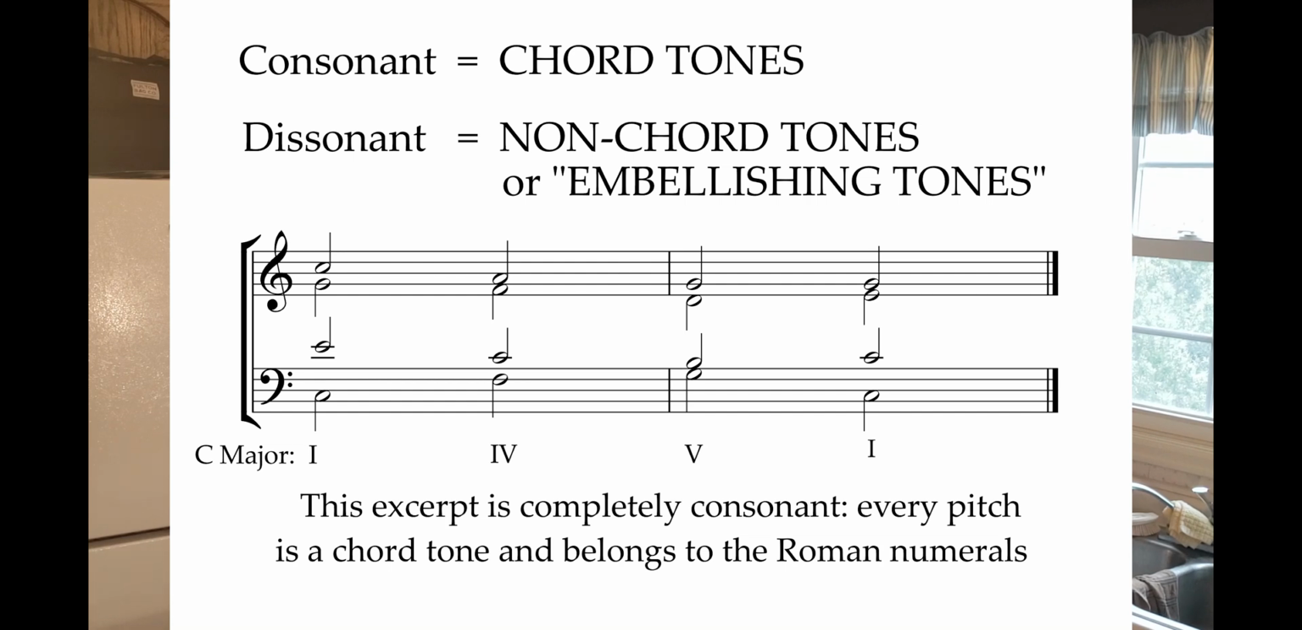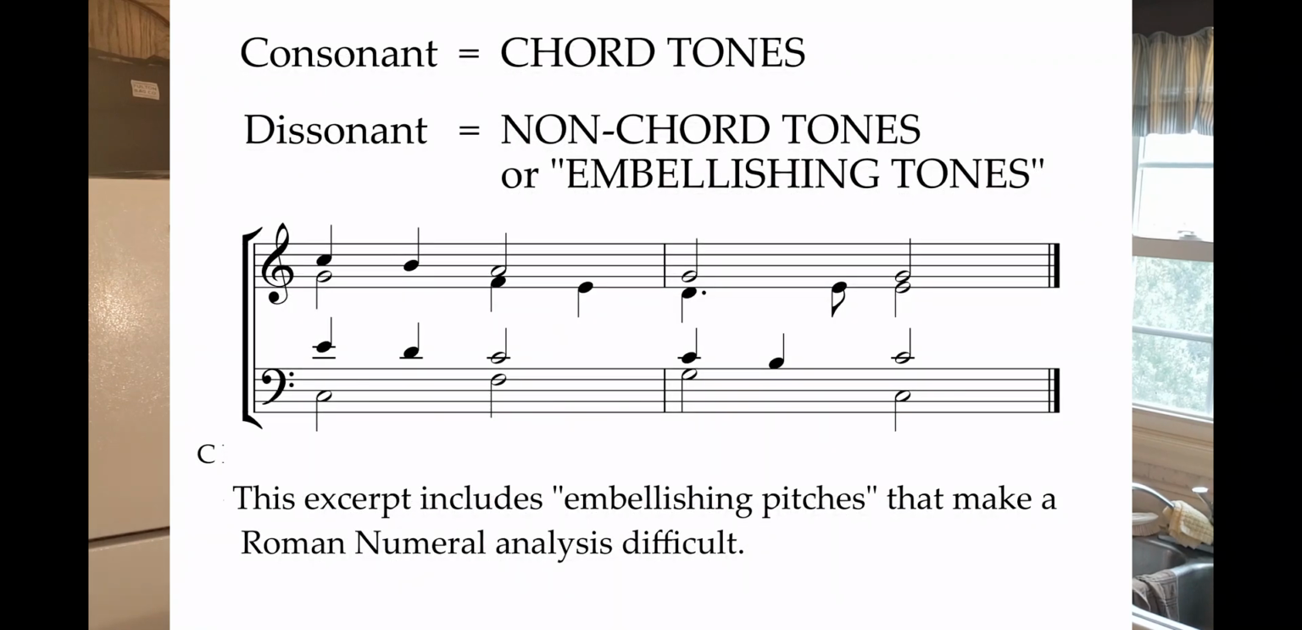Here we see an example in C major, real clear, obvious chords. Hopefully this will be super easy to analyze, which we see below the staff here: I, IV, V, I. Every pitch you see on this screen is a chord tone. Roman numeral analysis is a piece of cake. Now, if we were to add some quarter notes here and there, some of them might be easy to analyze, others might sort of muck up our analysis, and it might be harder to come up with a Roman numeral analysis. Although it still kind of sounds fun.